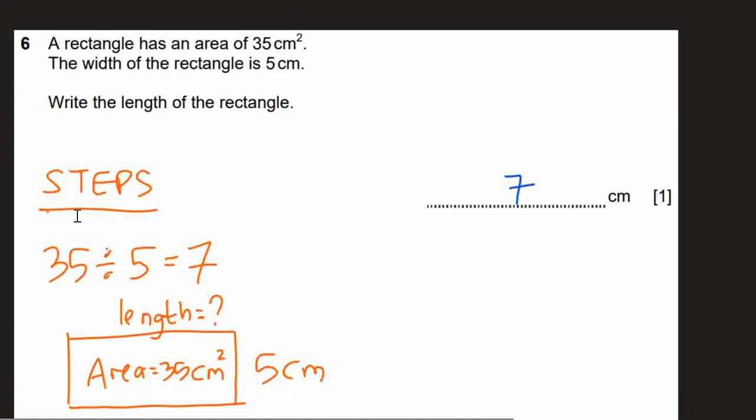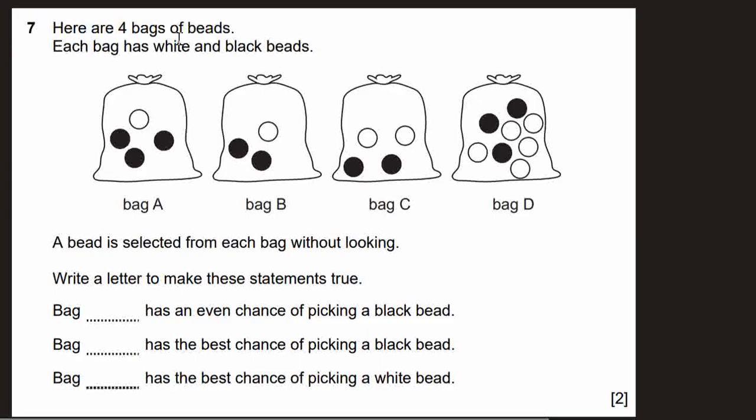Here's the answer and here are the steps. Question number 7. Here are 4 bags of beads. Each bag has white and black beads. A bead is selected from each bag without looking. Write a letter to make each statement true.